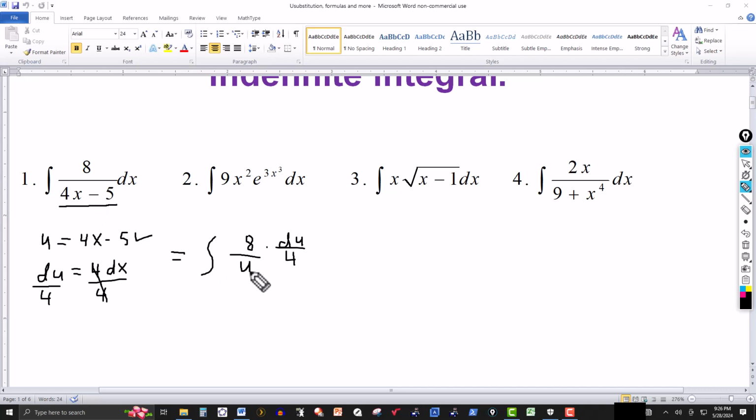So there's my substitution. Notice 4 and 8 are constants, so I can divide this 4 into 8. That's going to be 2. So this gives me the integral of 2 over u du. Now remember, the constant you can always factor out of the integral. I can bring the constant out in front like this, and say this is going to be 2 times the integral of 1 over u du, or I can just make it du over u. And now this right here is one of the formulas we just looked at.